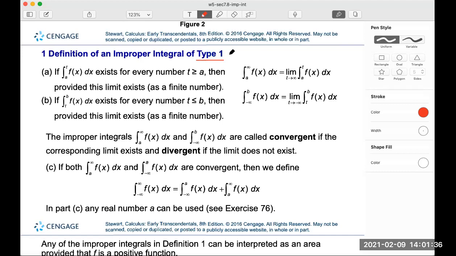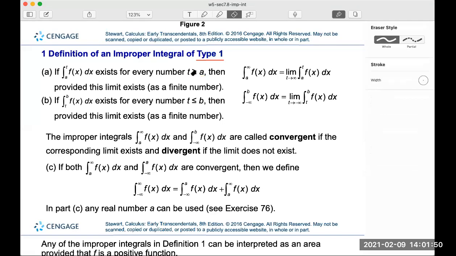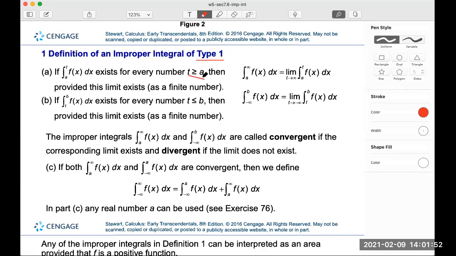So this is nothing else but the integration of this for any number t larger than a, provided that the limit exists. It means that this result will be a constant, or it does not go to infinity.